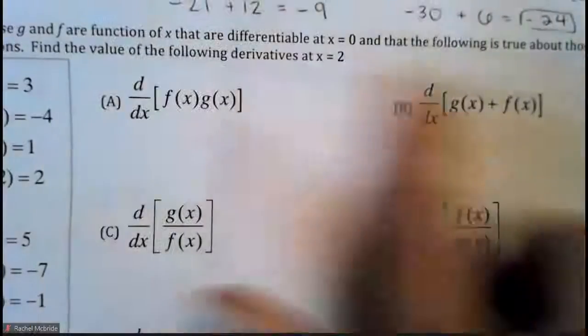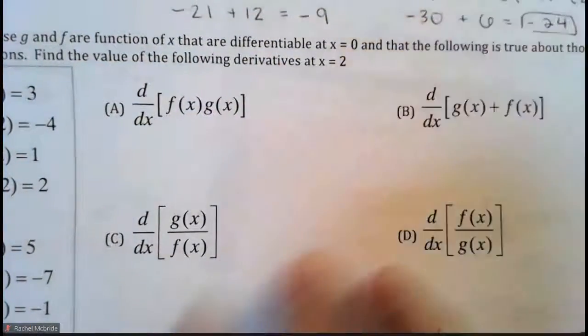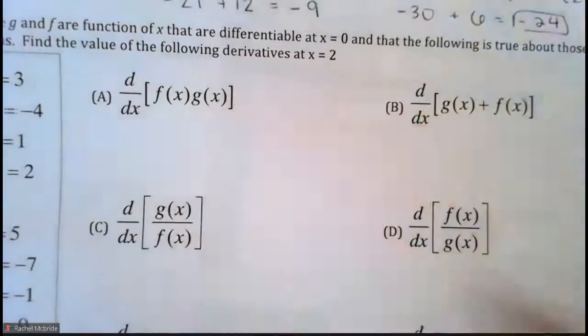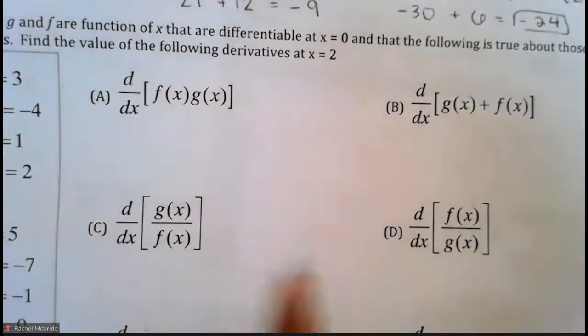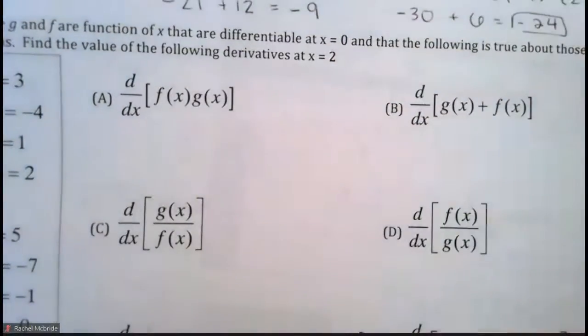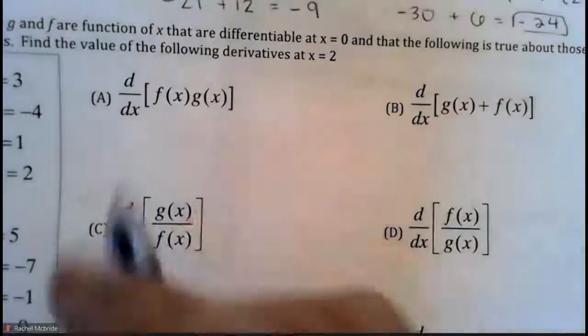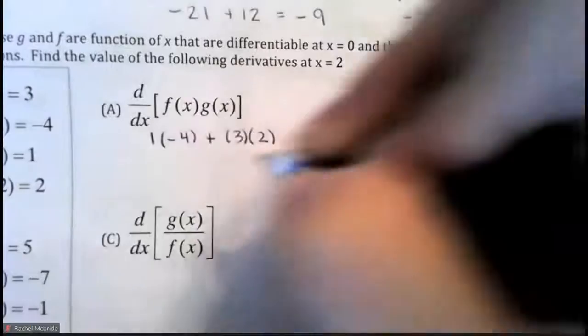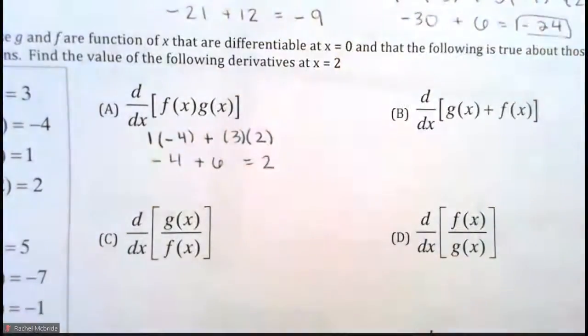And then down here in letters A through D, it's all of the same derivatives from up above. So in A, we're just going to do that same plugging in, but now you're finding the derivative at 2. So this is like f of 2, which is 1, times g prime of 2, which is negative 4, plus g of 2, which is 3, times f prime of 2, which is 2. So then you get negative 4 plus 6, which is 2.